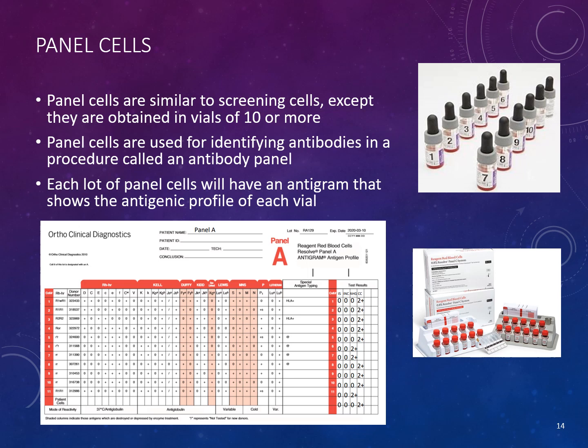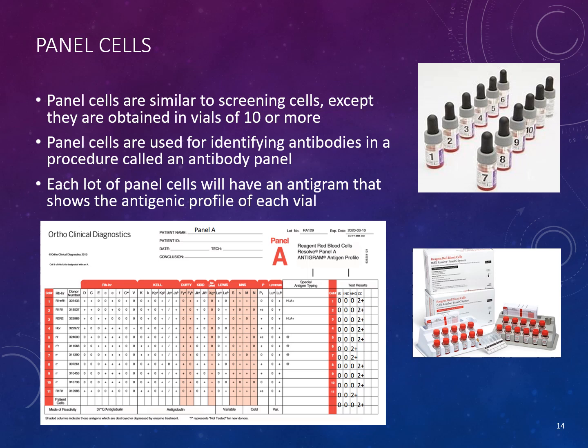The panel cells are very similar to the screening cells, except there are usually 10 or more vials within a panel. The panel cells are used to identify any antibody that could be present, and each lot of those panel cells will have its own specific antigram profile with it. So you just see an extended version of what we just looked at.